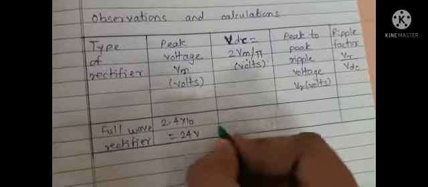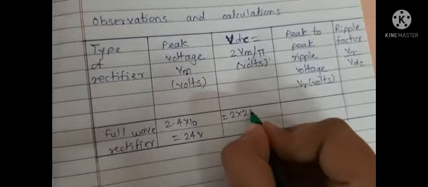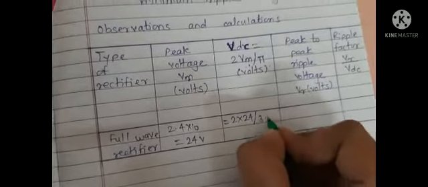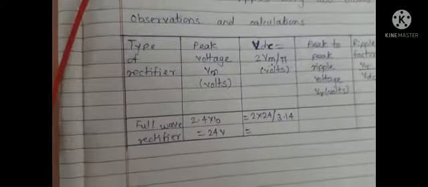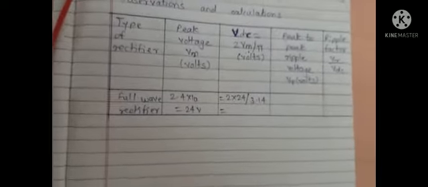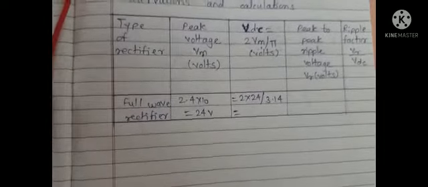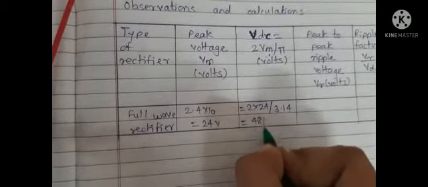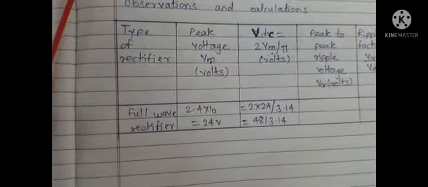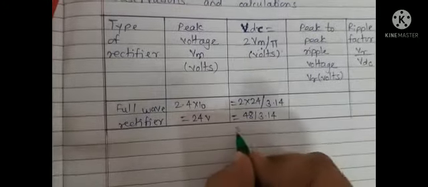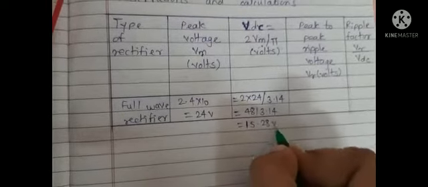And now we measure VDC. VDC is 2 VM upon 3.14, that is 2 into 24 upon 3.14. Then we make the calculation. That is 2 into 24, we get 48 divided by 3.14. We get the answer 15.28 volts.